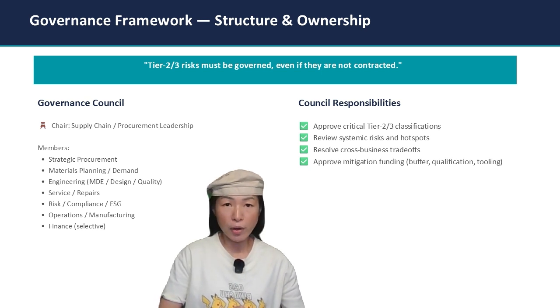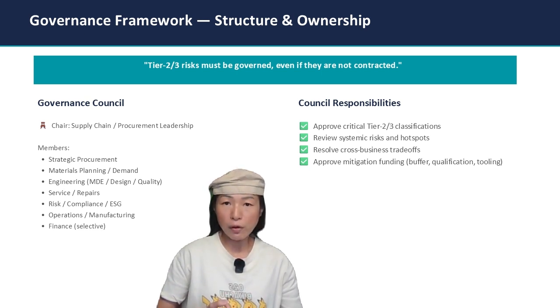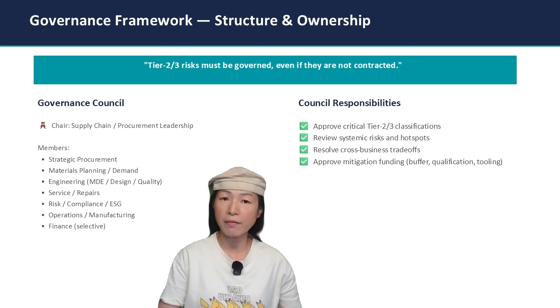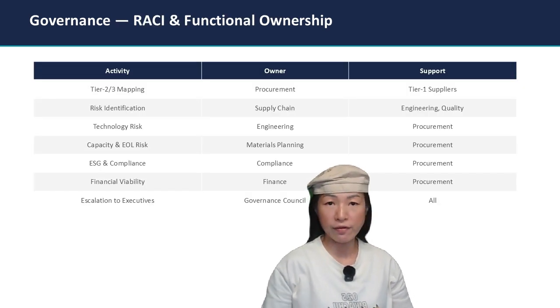The Council's four key responsibilities are approving critical classifications, reviewing systemic risks, resolving cross-business trade-offs, and approving mitigation investments such as buffer stock, qualification programs, or tooling. Clear ownership is essential for effective governance.